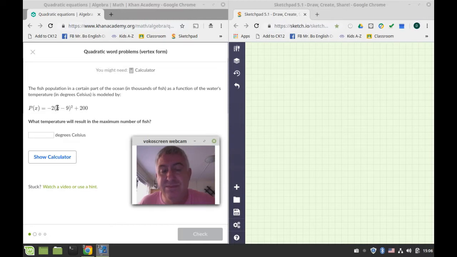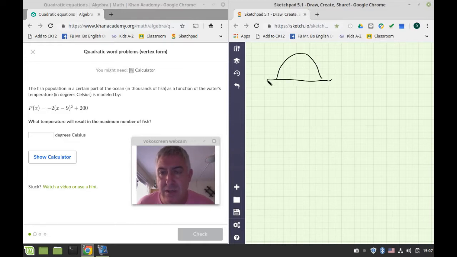So if the temperature is in some range here, on the lower range, there won't be many fish surviving, and as we get towards the middle, we'll get more fish, and then we'll go down. So our fish population parabola will look like this, and then here's our x-axis. At some points we're going to have no fish living, and then at another point we're going to have the largest fish population.